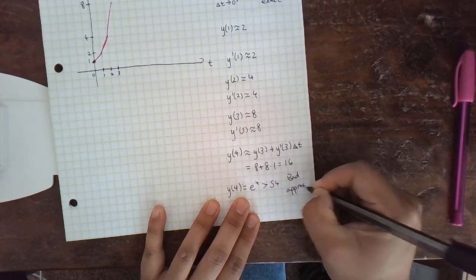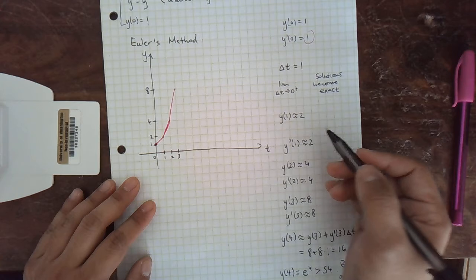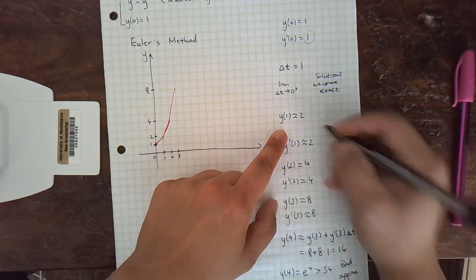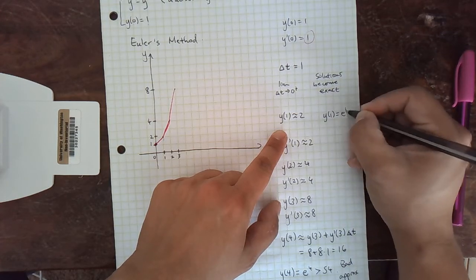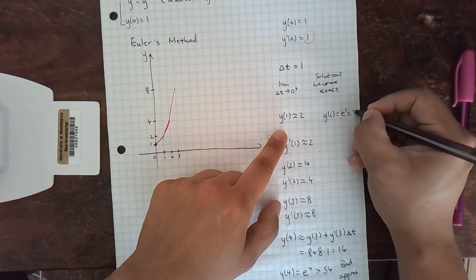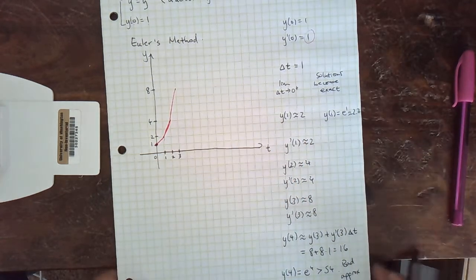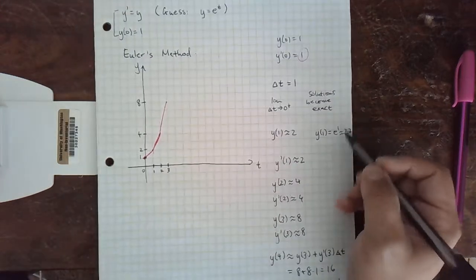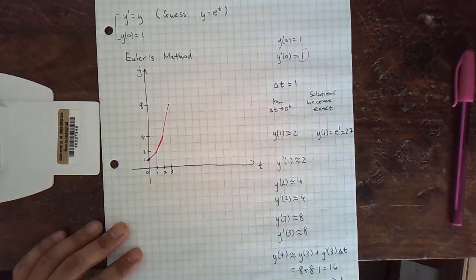Why is it so bad? Well, let's think about that. Let's check what y of 1 actually is. That's e to the 1, which is about 2.7. Okay, so that was already bad, but not as bad. Here we're off by over a factor of 4. Here we're off by less than 50%.